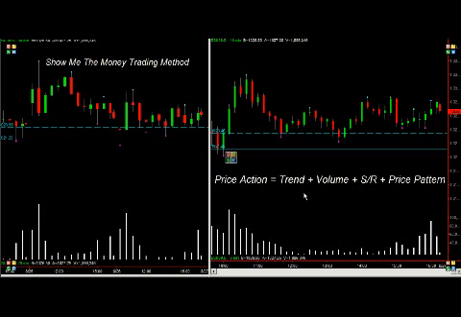Now you can use indicators to help speed the analysis process up. But basically, when you want to pick entries, using price action will definitely help increase the odds of your trades having a successful follow through.